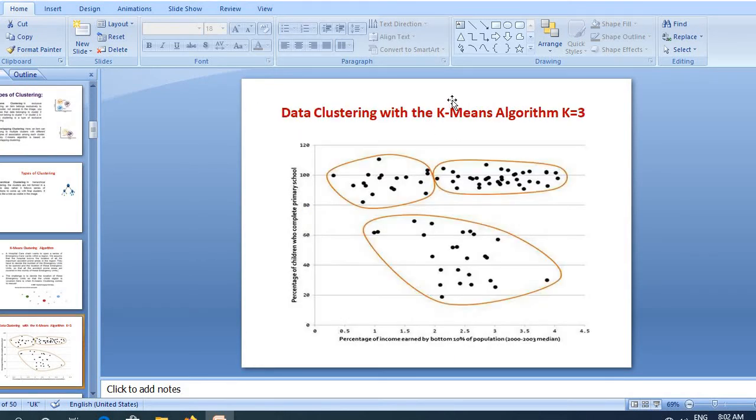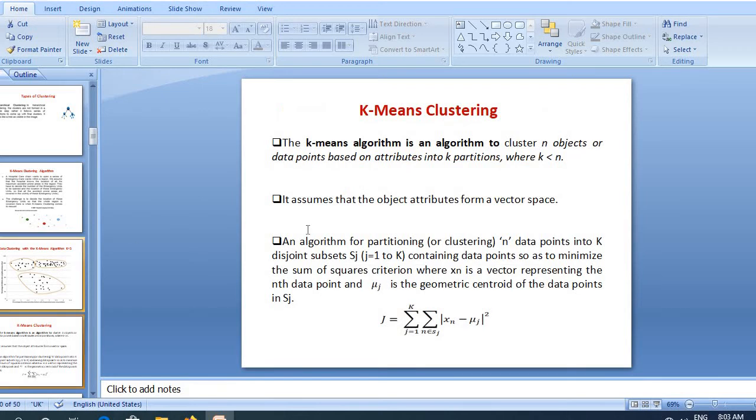So what is the meaning of this K? K means the number of clusters. For example, this is partitioning of a data set into 3 clusters. K is equal to 3. K is equal to 3 just means that it has 3 clusters. Now, what is actually K-means clustering? K-means clustering is an algorithm to cluster n objects or n data points based on some features or attributes into K classes or K partitions.